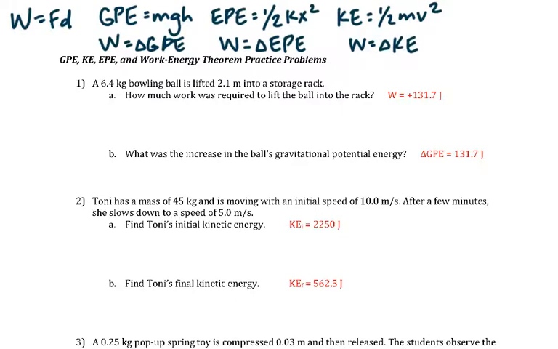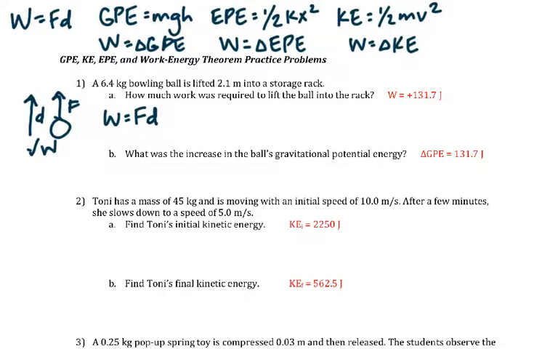Okay, so with those equations under our belt, let's look at the first one. We have a 6.4 kilogram bowling ball being lifted 2.1 meters into a storage rack. And question A asks how much work was required. So first of all, was work done? Well, we've got a bowling ball that's being pushed up, and it is also traveling a vertical distance, so yes, work is being done. Our formula for work is force times distance.